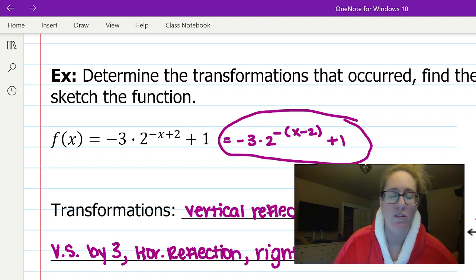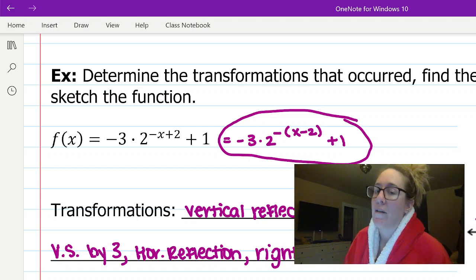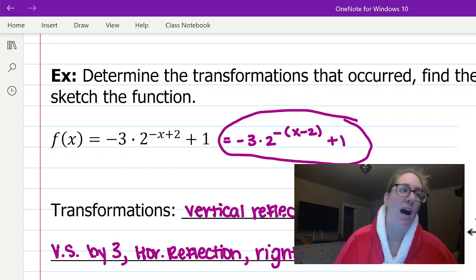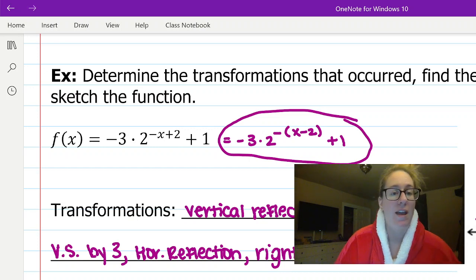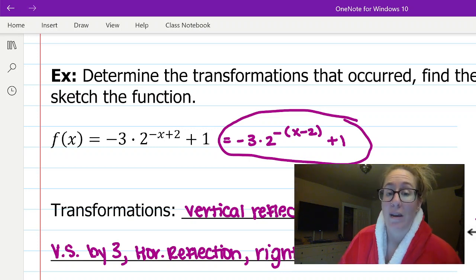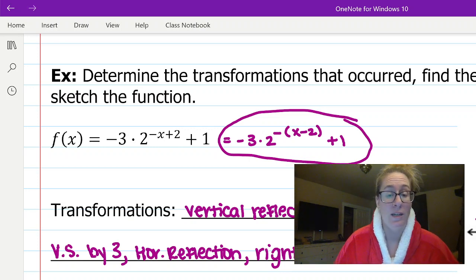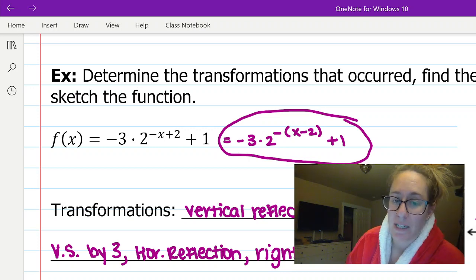Remember, if this is confusing, think back to what we did when we were graphing trig functions. You always want to pull whatever number is in front of your x out so that you can see your shift. So we have a vertical reflection, we have a vertical stretch by 3, we have a horizontal reflection. We're going to the right by 2, and we're going up 1. Our asymptote is going to be at y equals 1. Our y-intercept is (0, -2).